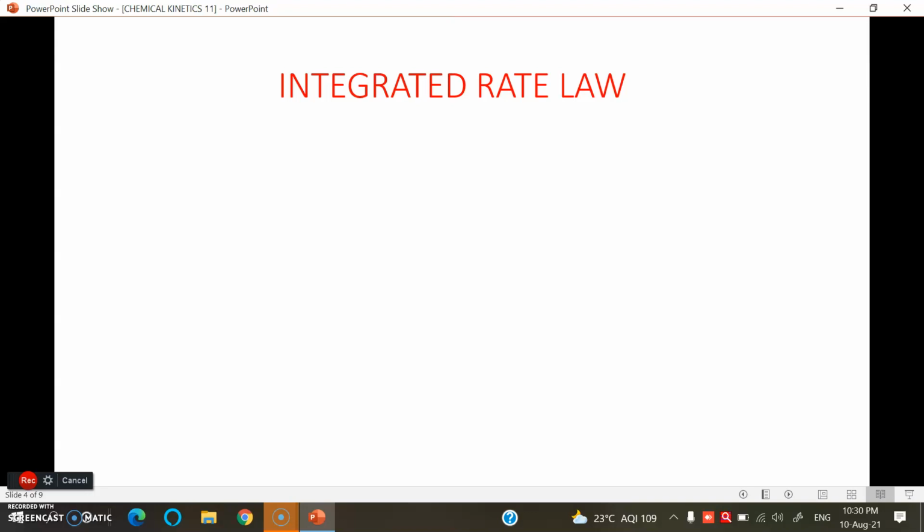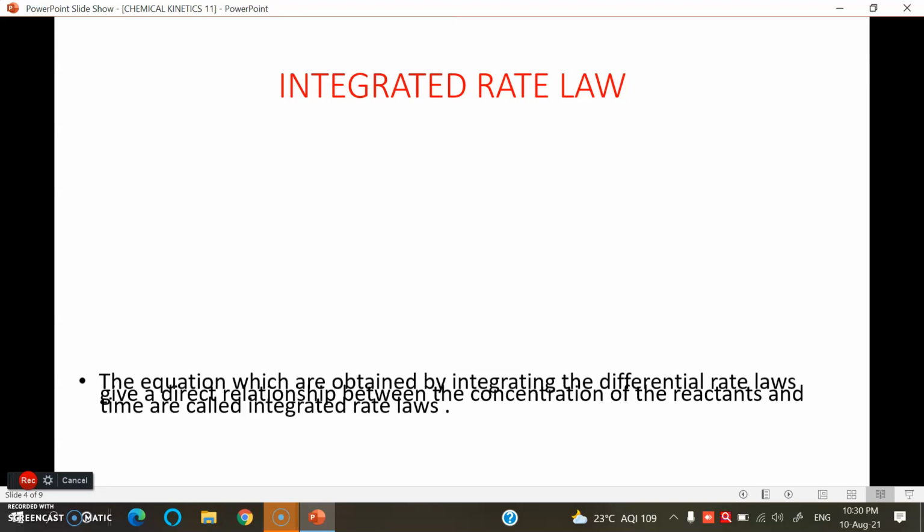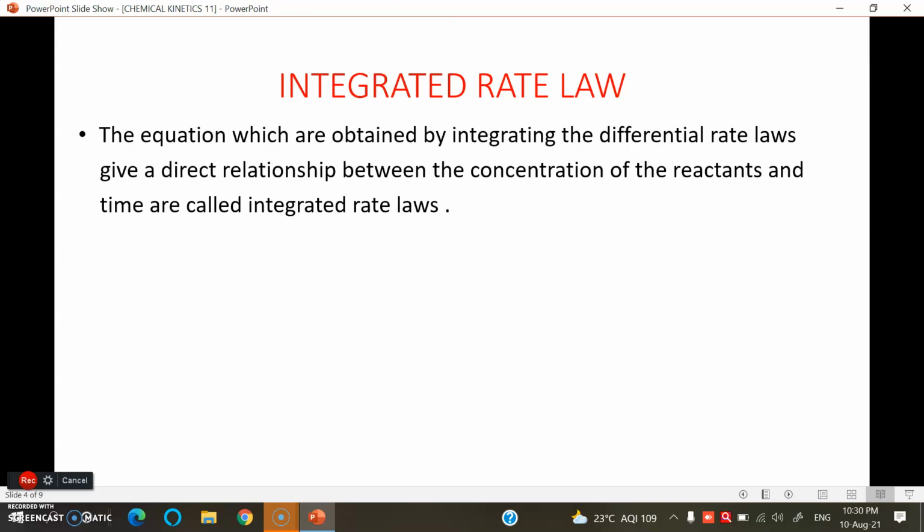It gives the rate of reaction, how it depends on the reactant concentration. Now let's see integrated rate law. The equation obtained by integrating the differential rate law gives a direct relationship between the concentration of reactant and time, and is called the integrated rate law.